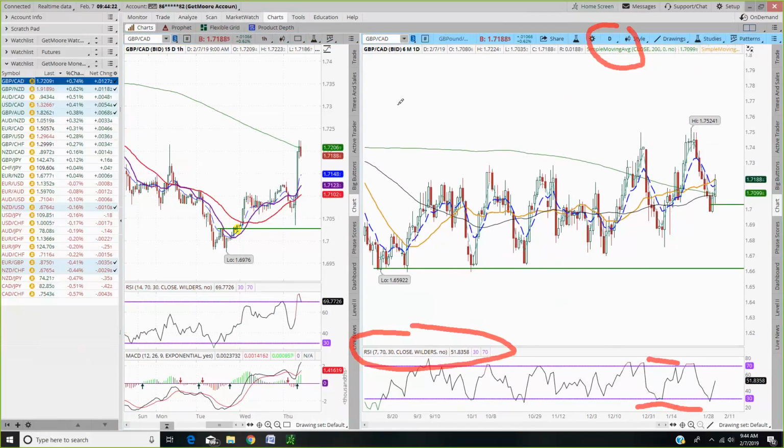Okay? So somebody tell me, what is the RSI? Like, what does it do? What is the main purpose of the RSI? Somebody type in the chat. What is the main purpose of the RSI?